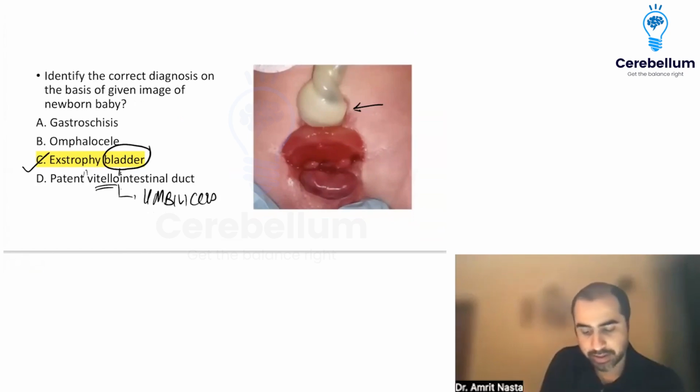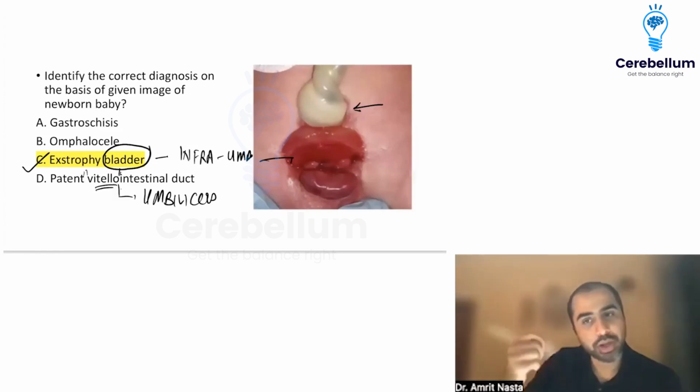So there are three defects: infraumbilical, exstrophy of bladder. It has to be repaired. These must be the genitalia. You can't make out the genitalia, but it must be. I don't know whether it is scrotum or labia. Can't make out. But yes, it is genitalia and bladder. Only the bladder comes out from this.